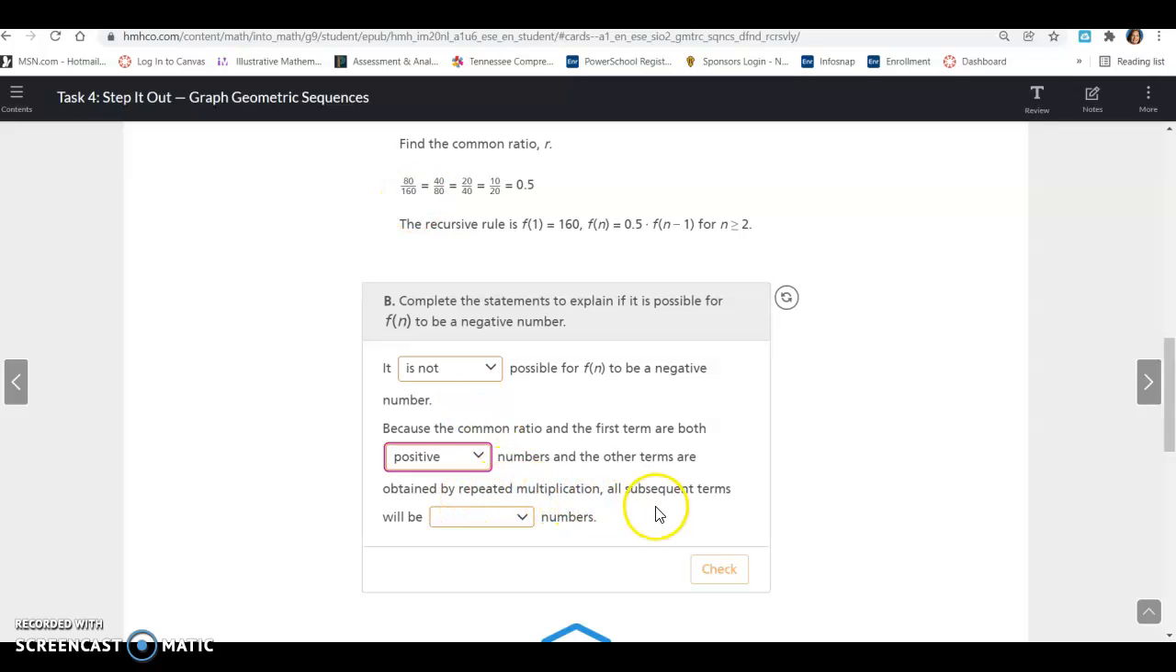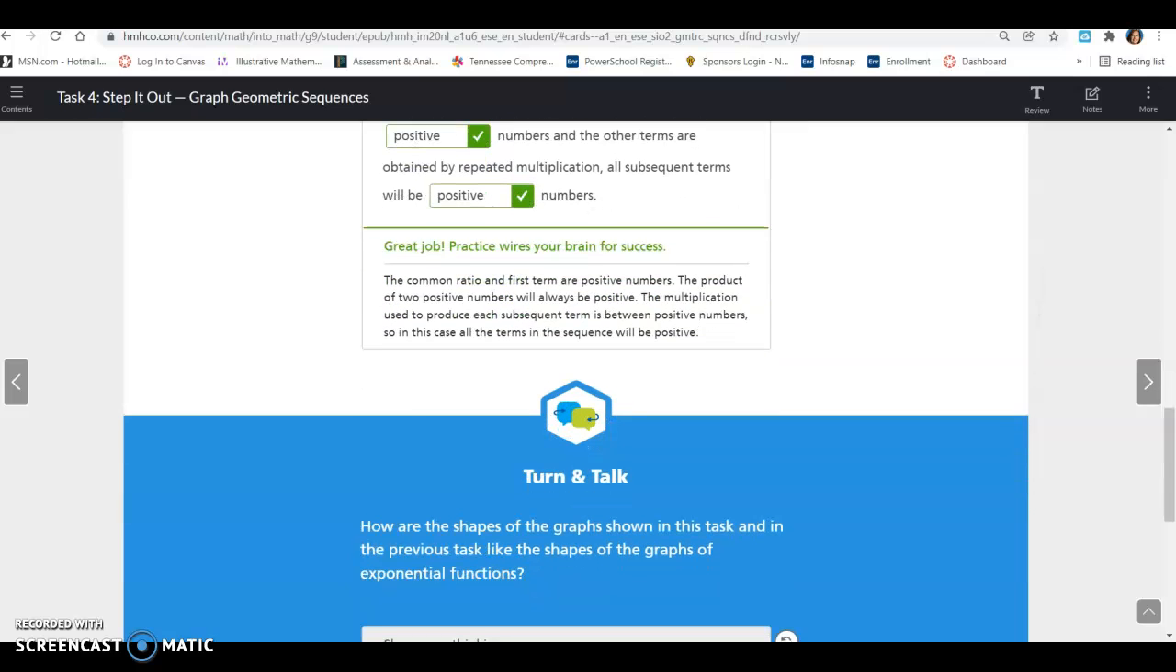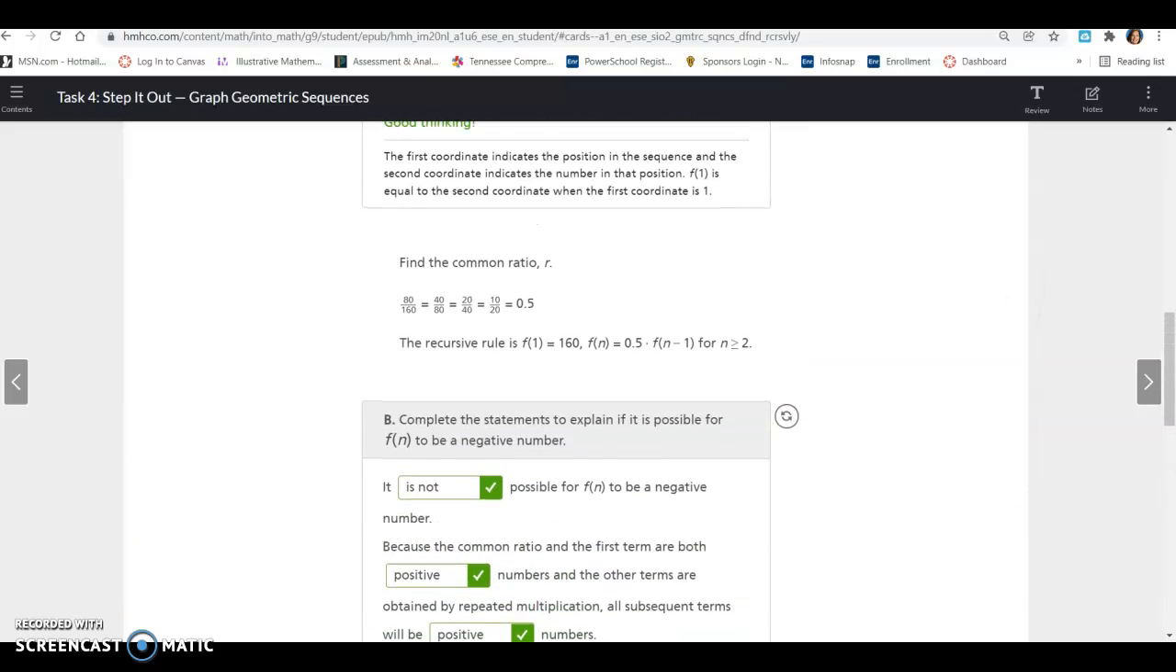Obtained by repeated multiplication, all subsequent terms will be positive numbers. Getting tongue-tied here. All right, that's all for task 2. If you have any questions, please let me know.